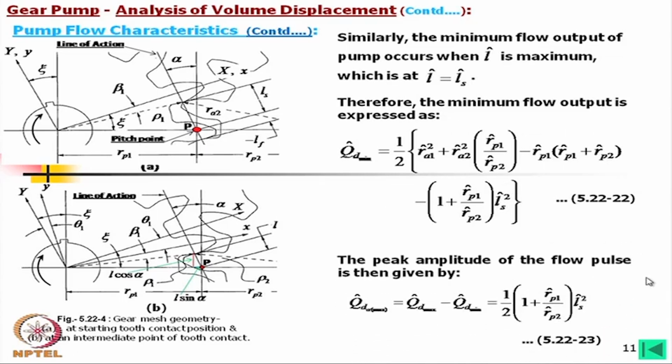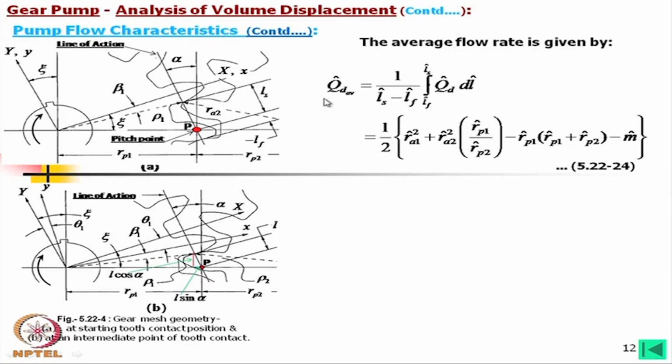Therefore, what we can find in ripple, the maximum peak amplitude from lowest point to the highest point, is definitely q d max by q d mean, which is again expressed by this one, and this can be easily calculated because this L s will be fixed. Geometrically we can find out L s, we do not have to go for any numerical solutions in this case.